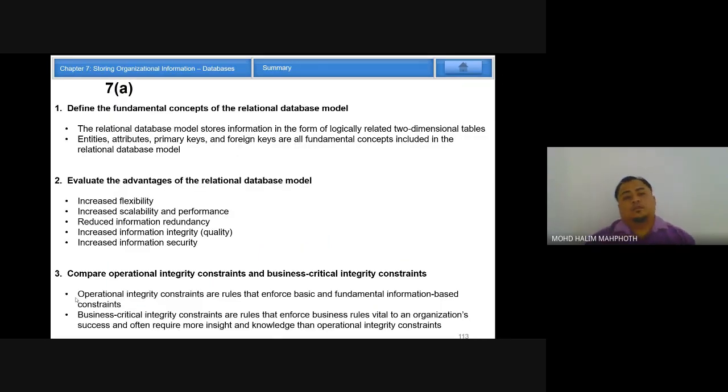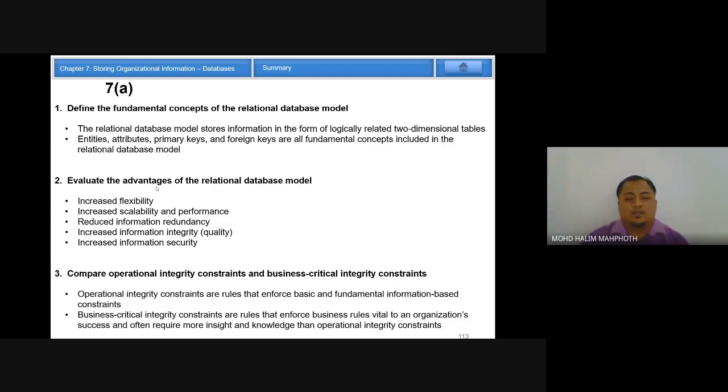And as a summary, we can state what we have come across about the topic of databases. First, define the fundamental concept of the relational database model. This one, last week, we covered the relational database, getting to know the entities, attributes, primary keys, and foreign keys, which are all fundamental concepts under the relational database model.